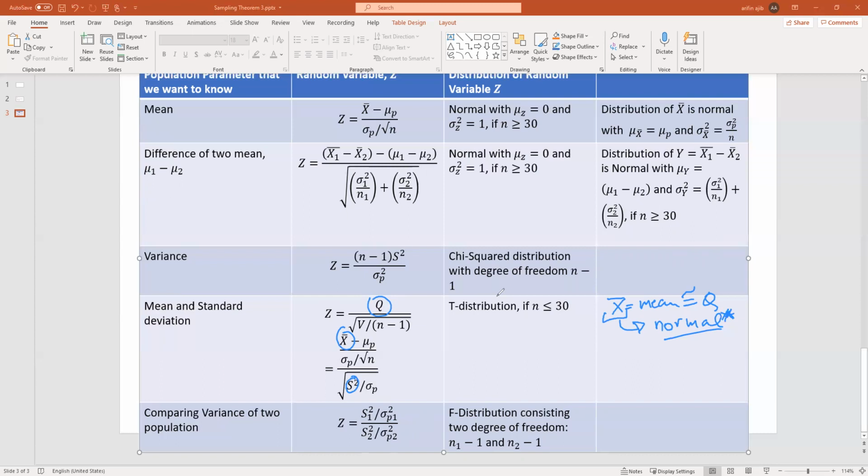Oh, okay, sir. But there's no distribution of it because we're concerned about the X bar and also the variance. Yes. Oh, okay, sir. Thank you. Okay. Any other question?